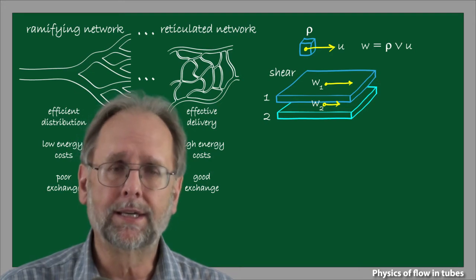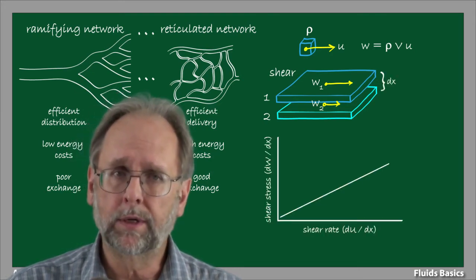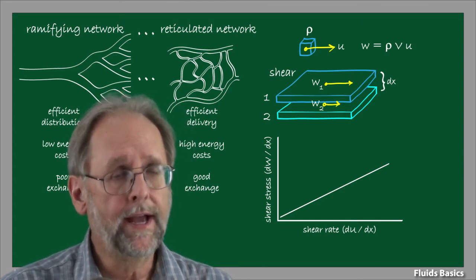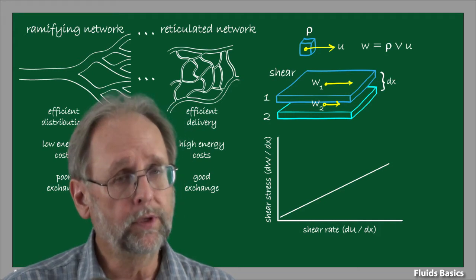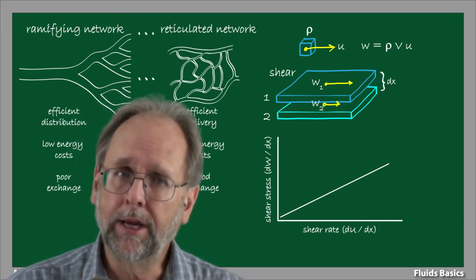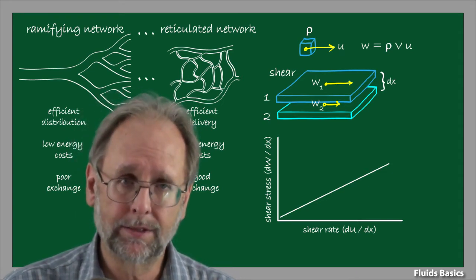Let's formalize this idea a little bit. We plot two quantities with respect to one another. On the vertical axis is the shear stress, which is the momentum gradient within a fluid subject to shear. It is the ratio of the differential of momentum over the differential of distance.